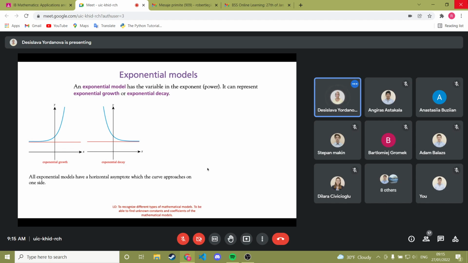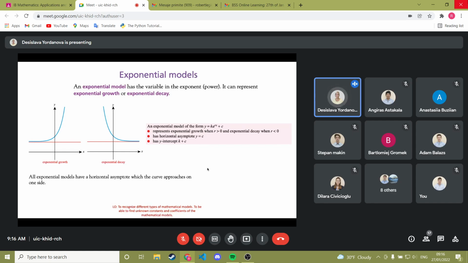What was asymptote? What does asymptote mean? It's a straight line which the curve never meets, but goes infinitely close to it, but never intersects it. So they all have a horizontal asymptote, which the curve approaches on one side. So this is the general form of the exponential model. You can write it down. Y equals k times a to the power of r times x plus c.